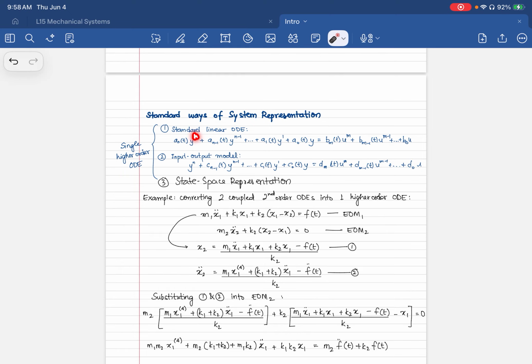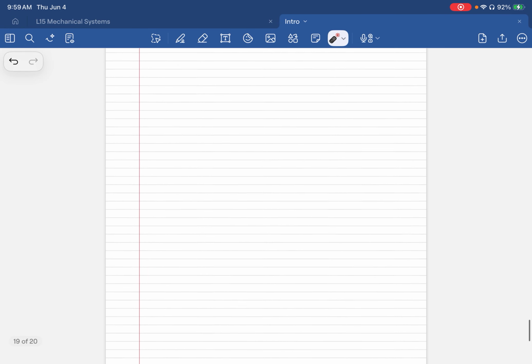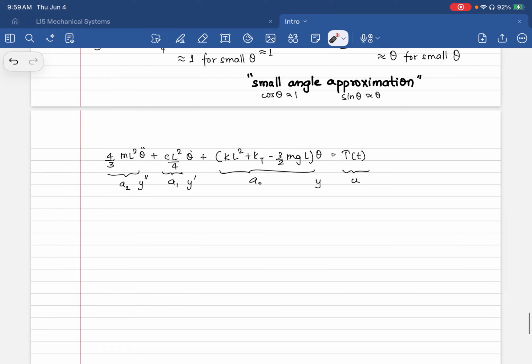So now n is equal to 2 because it's second order. It's not a variable coefficient anymore. It's a number, so there's no an of t, it's just an. There's an minus 1 and so on. On the right hand side, we have just this u. We don't really have any coefficient in front of that. That's how this is the standard linear ODE form.